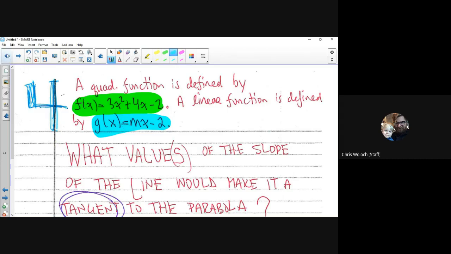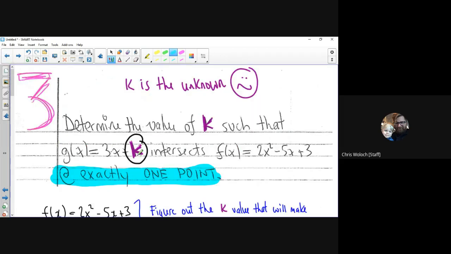attached to the x. So notice the difference between, see how like the last question, our g of x, which was our linear function, it was like the term with no x. This one now is the term with the x.